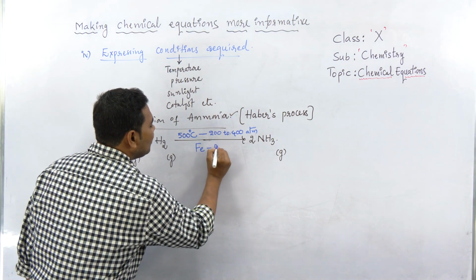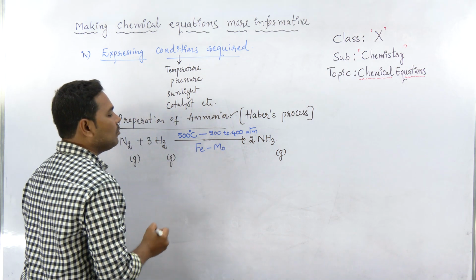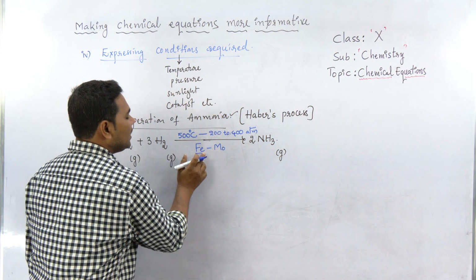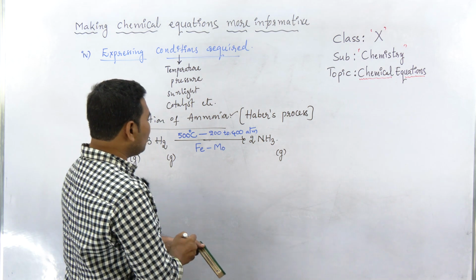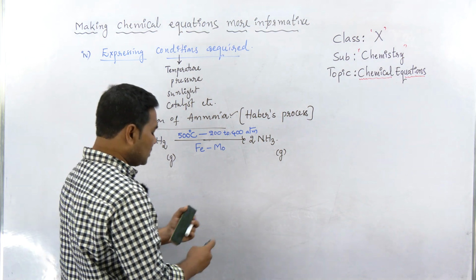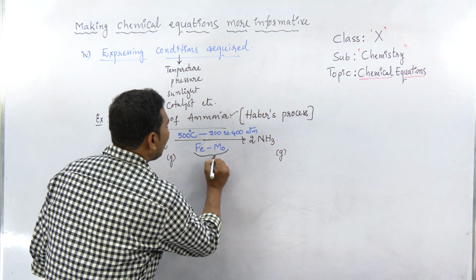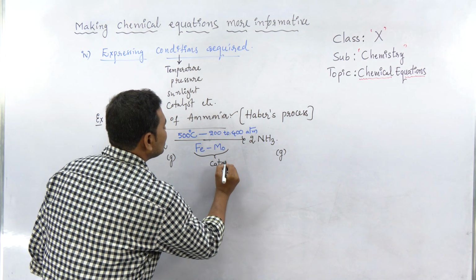called iron and molybdenum. Iron and molybdenum mixture, Fe representing iron and Mo representing molybdenum. So the mixture of iron and molybdenum, what is this? This mixture acts like a catalyst.